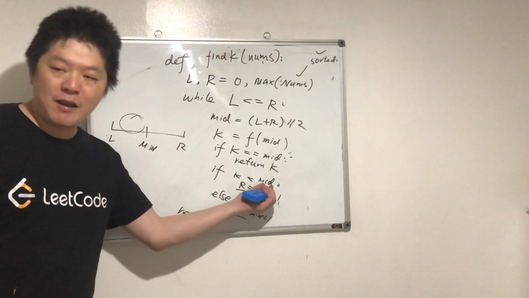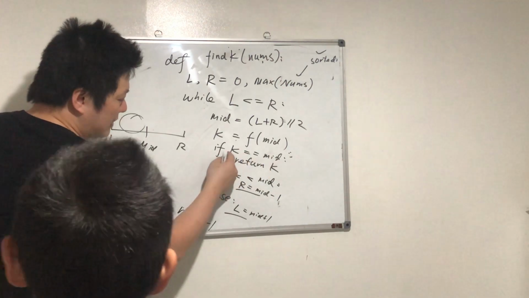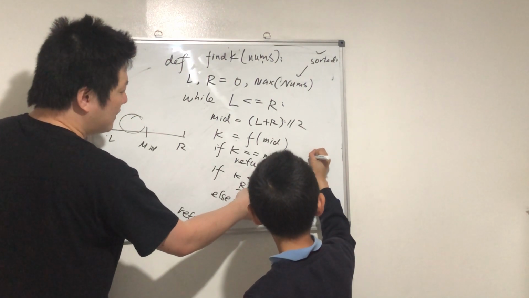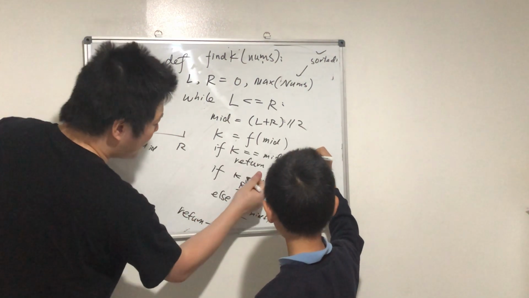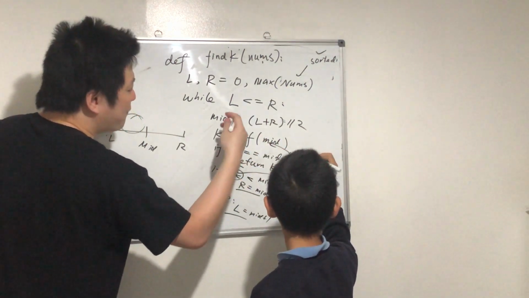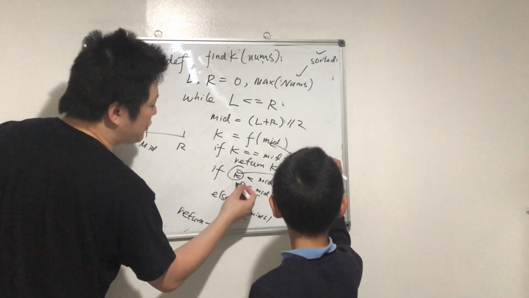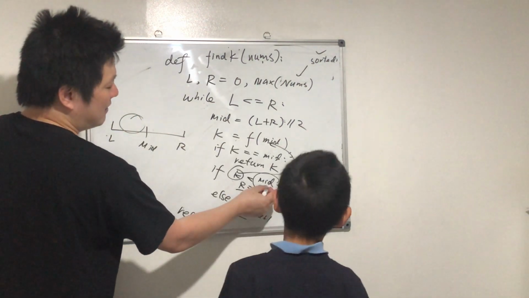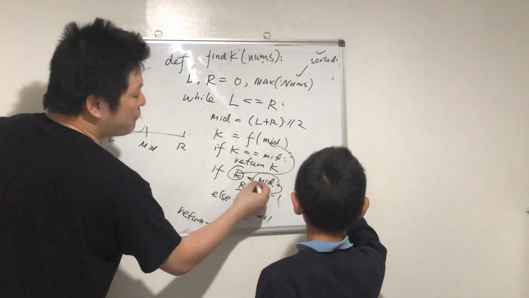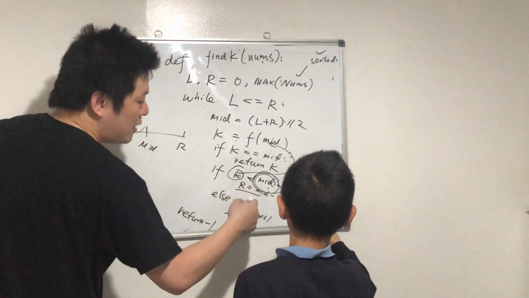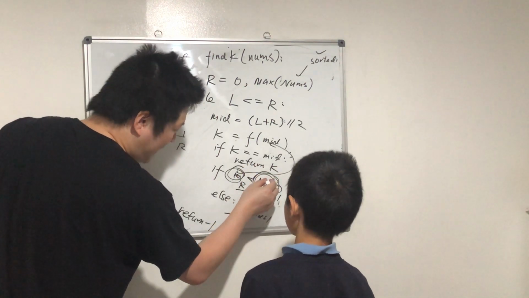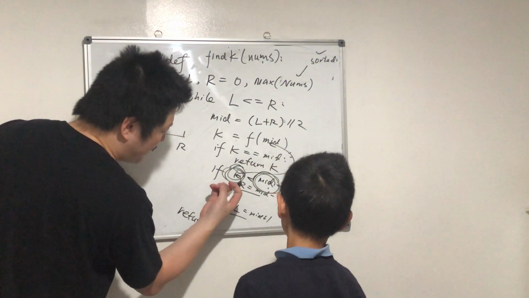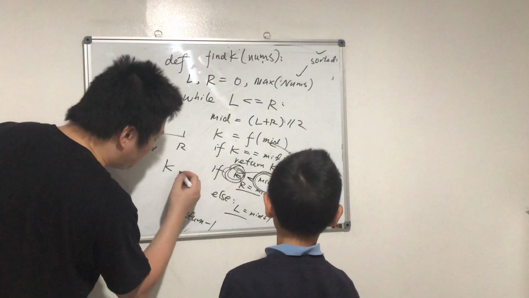Look, Eric. If the mid equals k, great, we found it. But if k is smaller than the middle, what does it mean, Eric? K is here. If there are k numbers which are bigger or equal than k, which is smaller than expected, right? So if k is smaller than the expected, k is the answer. If there are numbers which are smaller, k is smaller than expected.